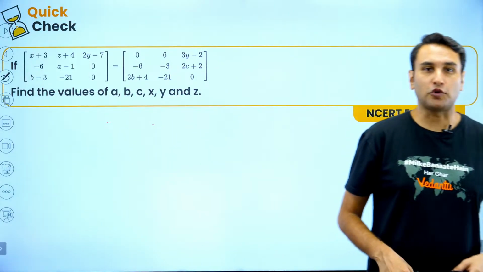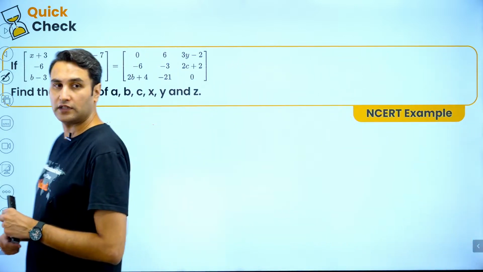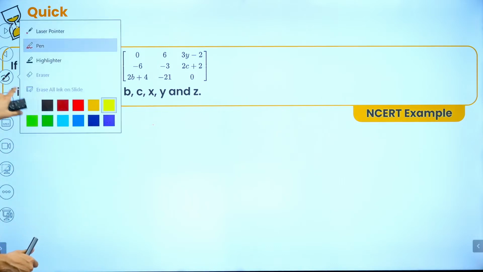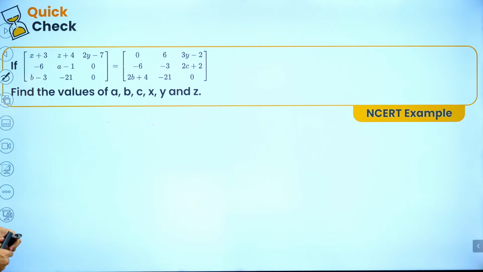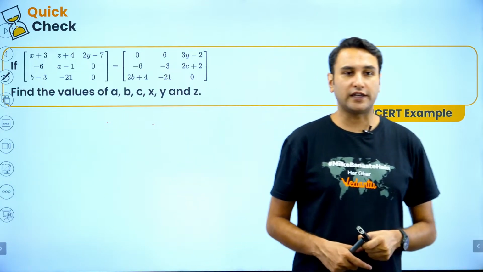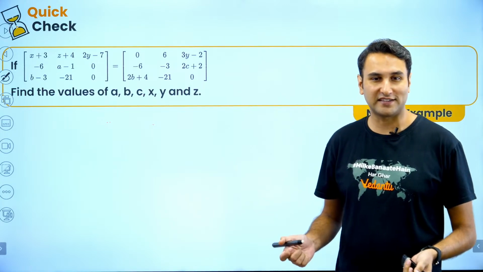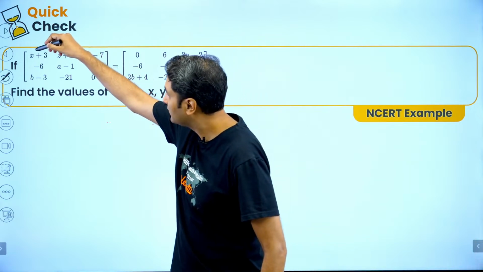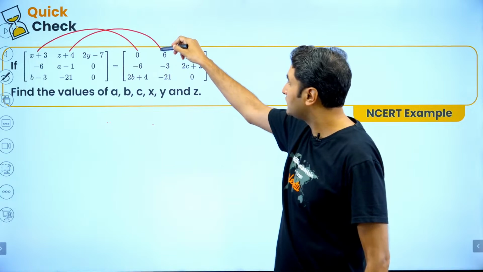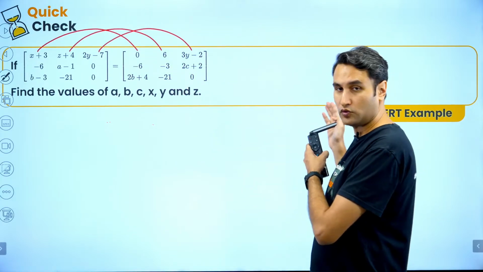Chalo, let's look at a problem which can be created. It's an NCERT example. To begin with, a simple NCERT example. Let's look at this. They say they are equal. If they are equal, what will you do? Make the corresponding elements equal, as simple as that. So what are the corresponding elements? X plus 3 must be equal to 0, z plus 4 must be equal to 6, 2y minus 7 must be equal to 3y minus 2 and so on.